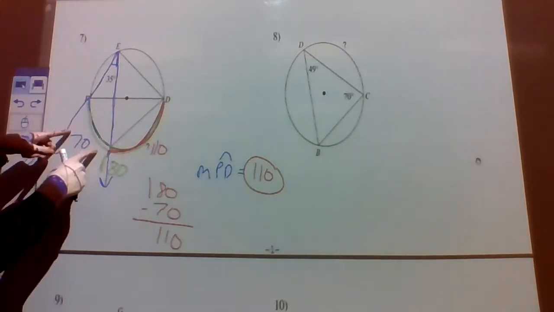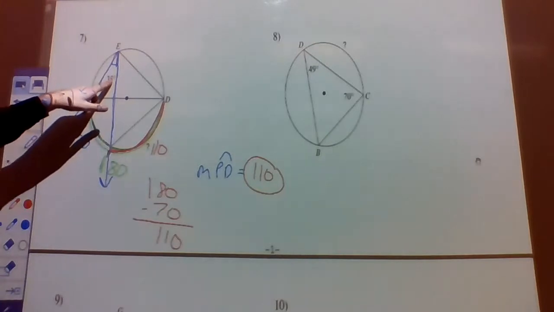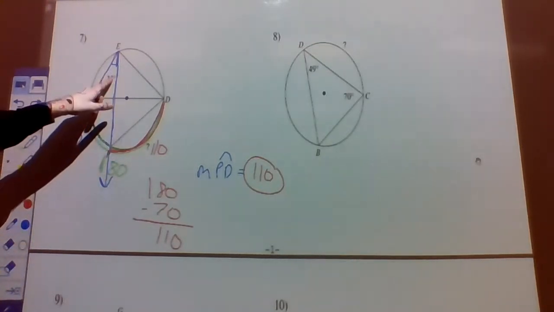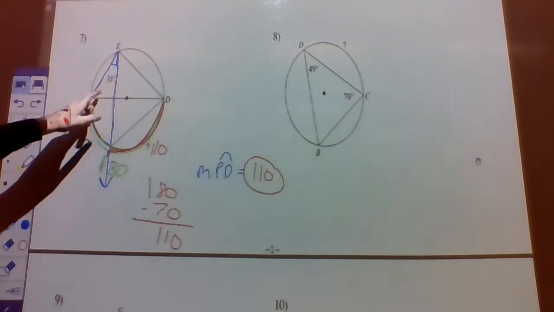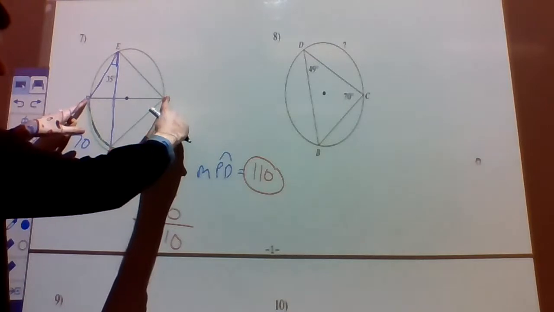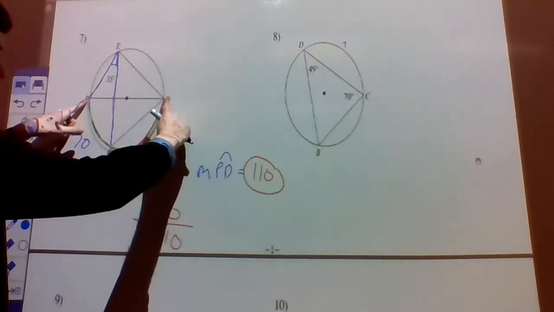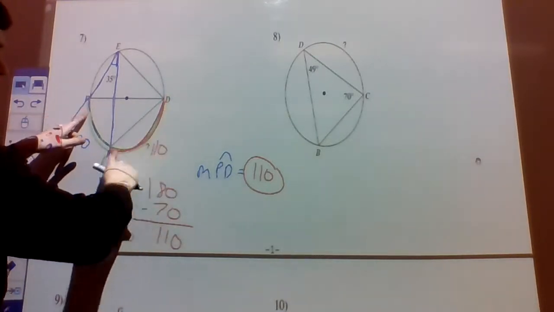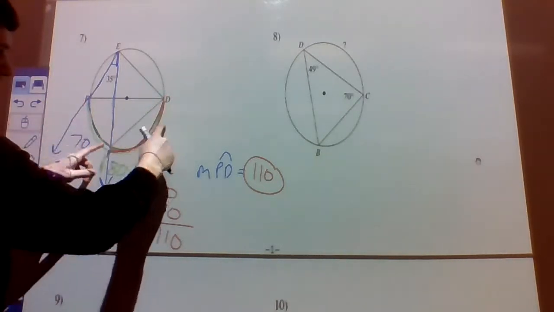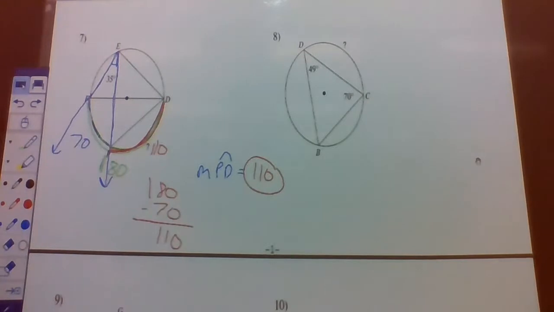So we knew this was 70 because this is an inscribed angle. The intercepted arc, FP, is twice the measure of the inscribed angle, so that's going to be 70. Then we knew the measure of arc FPD was 180 because it's a semicircle. Then we can do 180 minus 70 to give us 110.